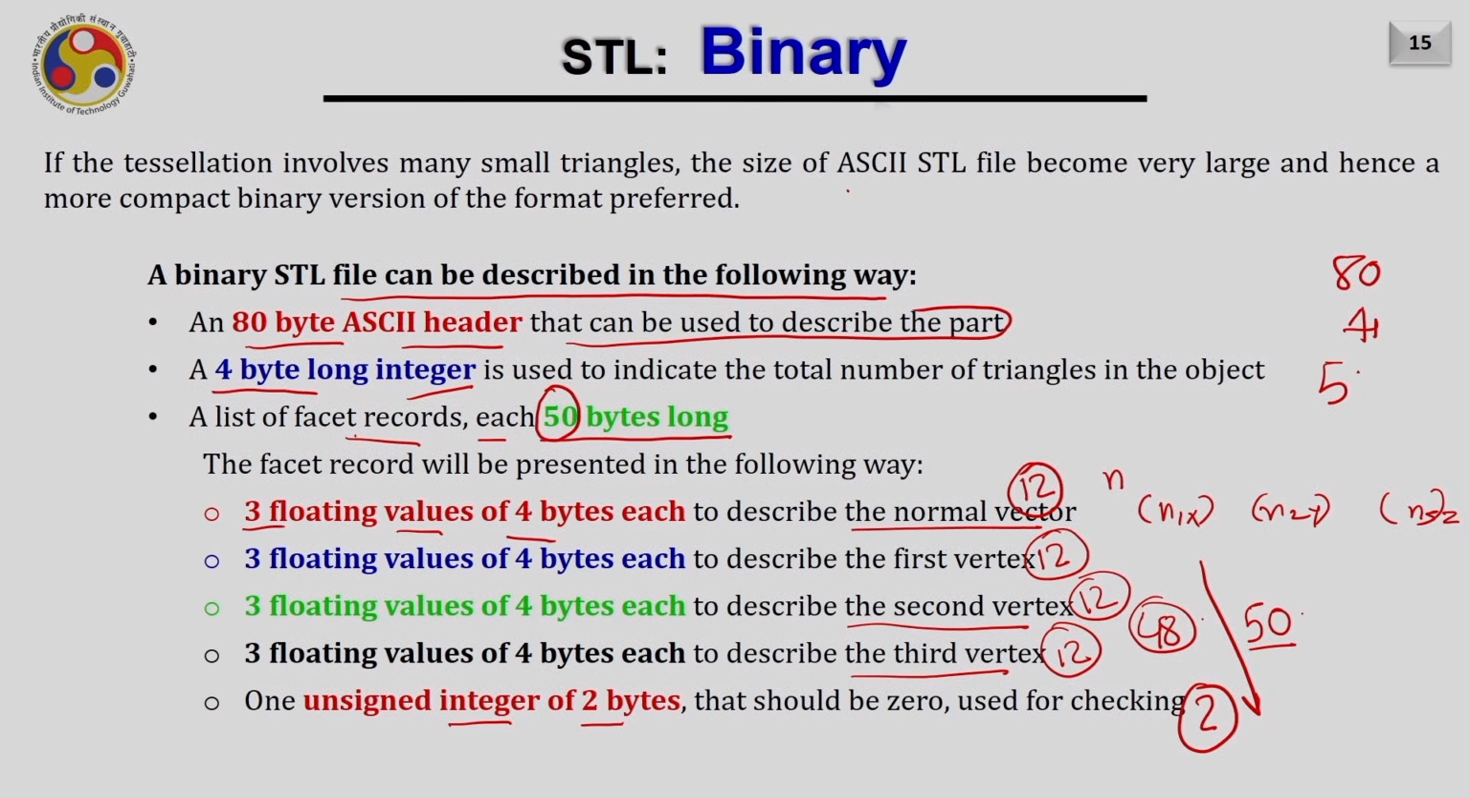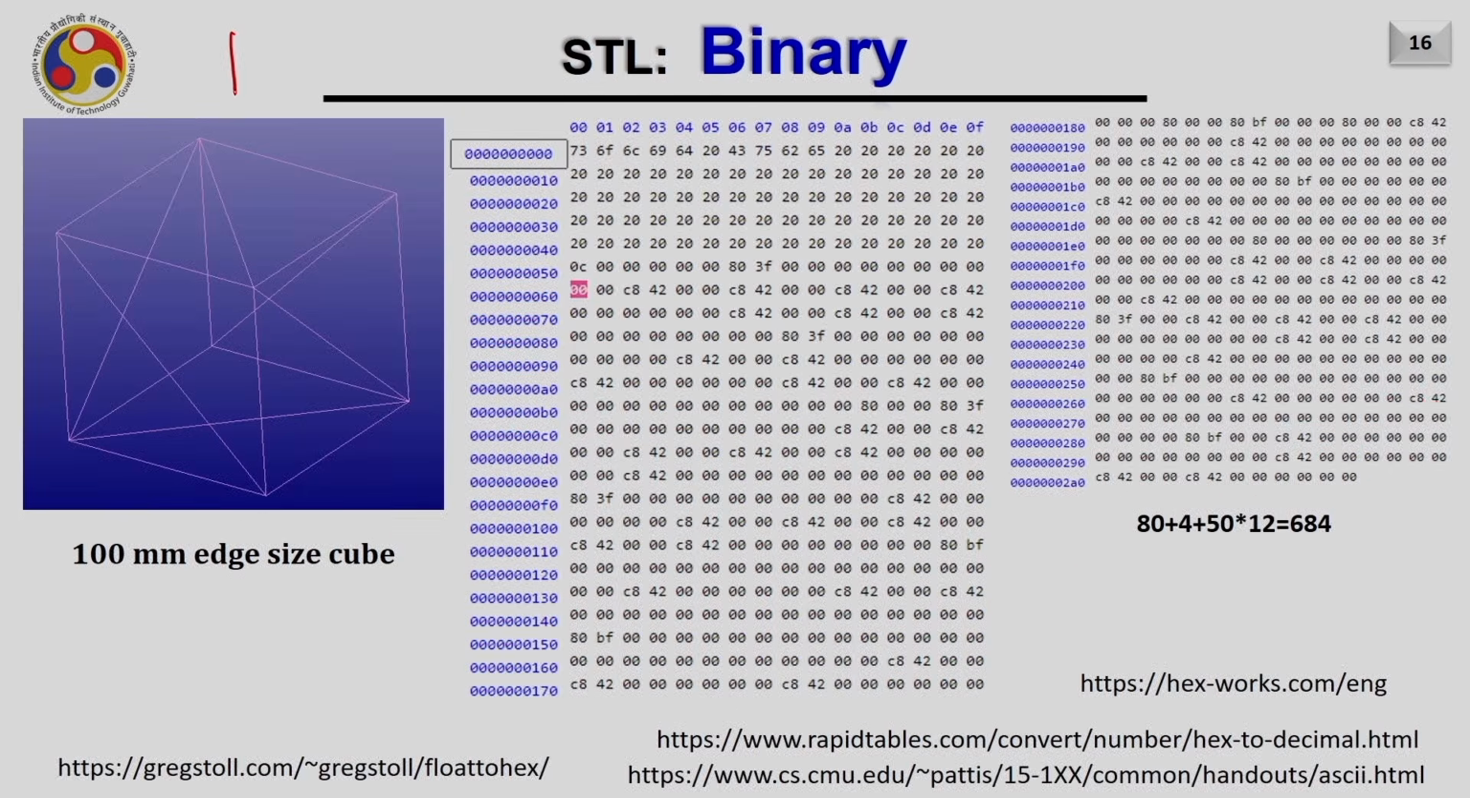So 50 bytes into n. If there are n triangles, then n such records will be required. If you sum it up, you will find that 84 plus 50n should be the size of your file. Now let us see, if you create an STL file of a cube, it consists of 12 triangles. We have already discussed that.